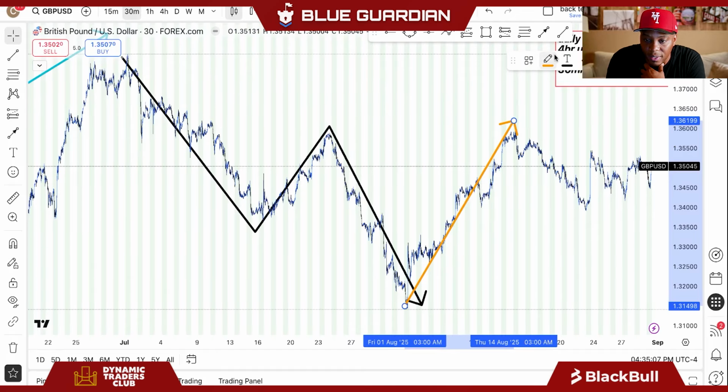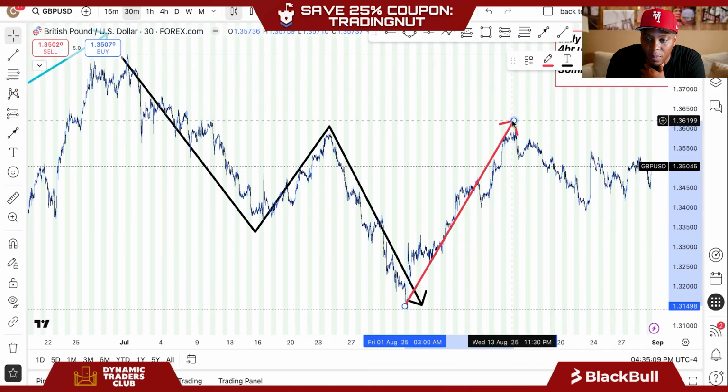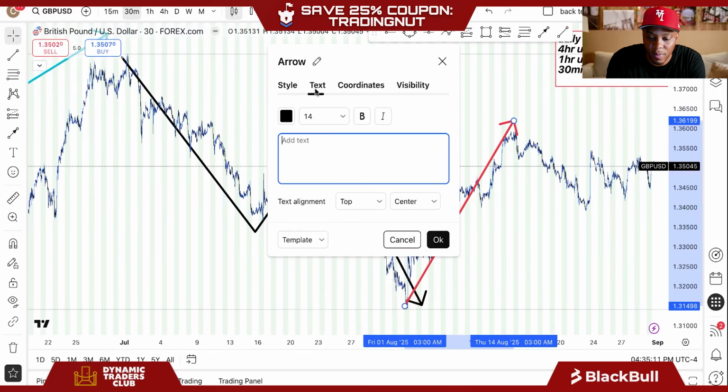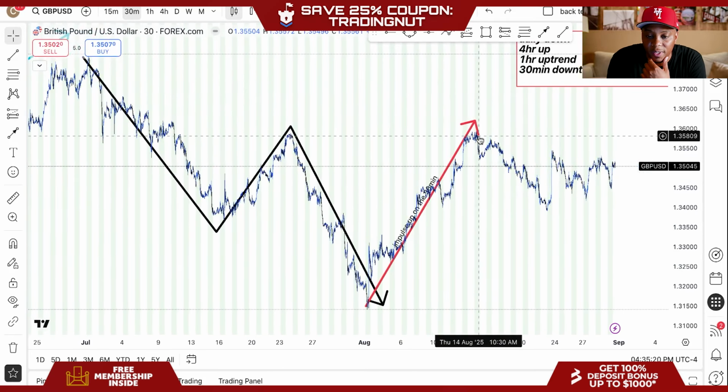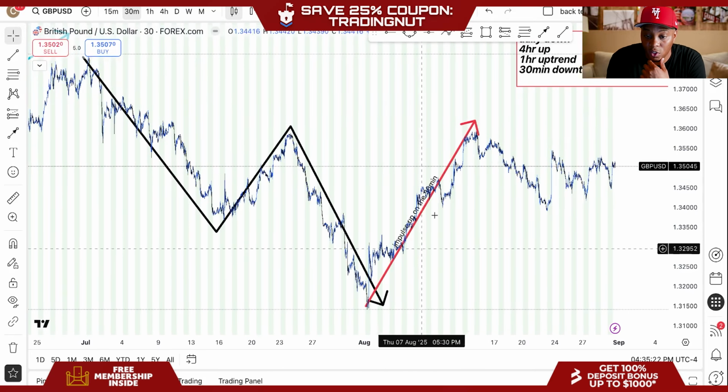So I'm paying attention to this. This is basically an impulse on the 30-minute chart. And so I'll just make a note here: impulse up on the 30. All right. So now I'm starting to see where this market is most likely to go for last week. This is what I was seeing.